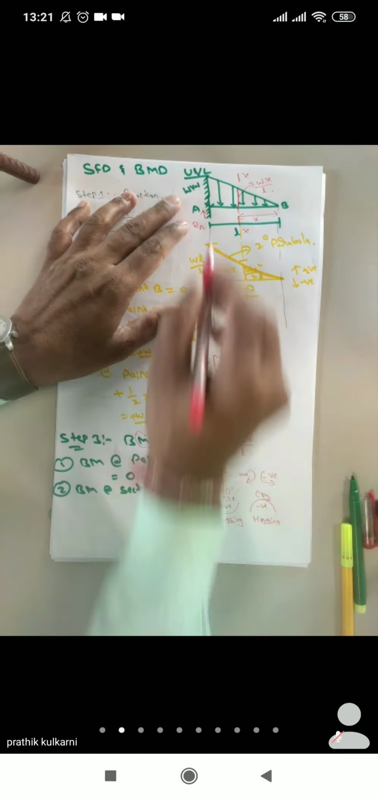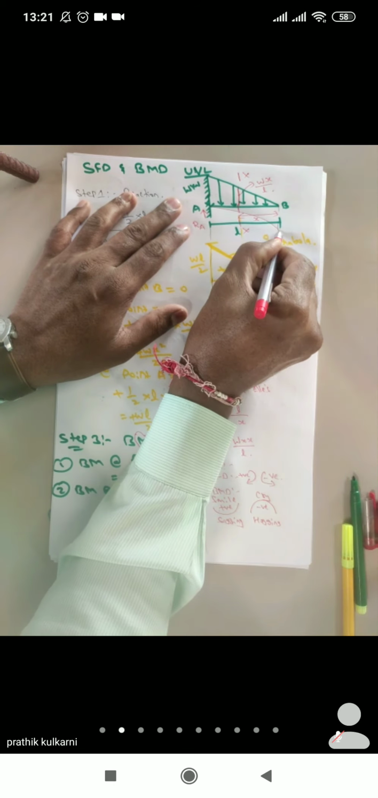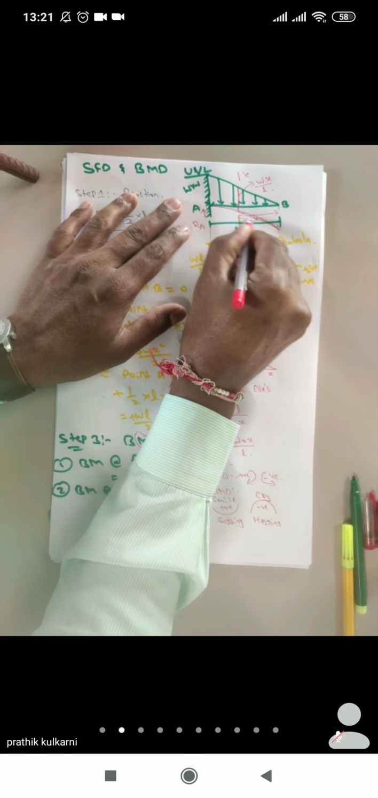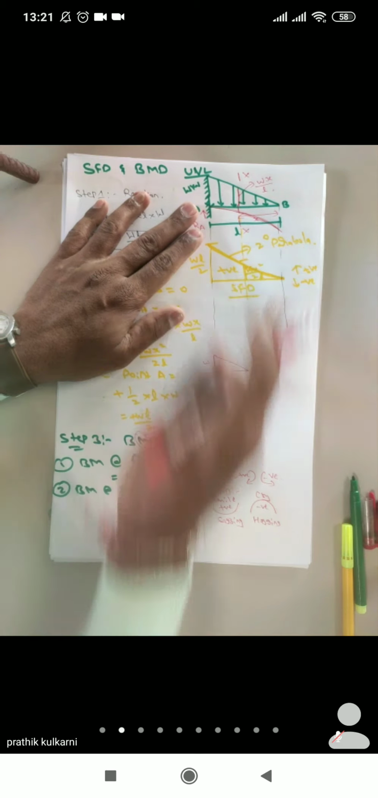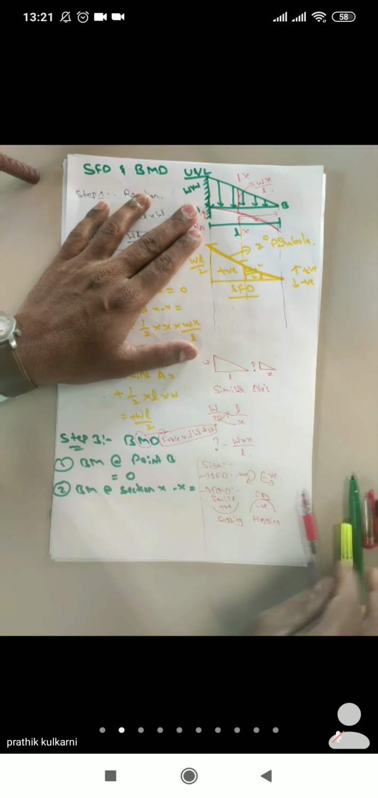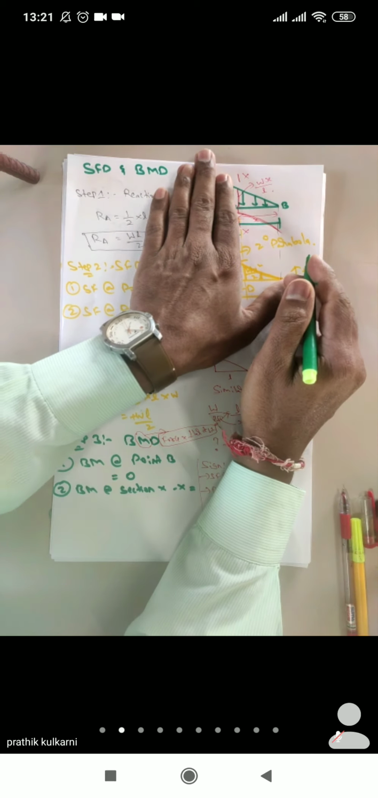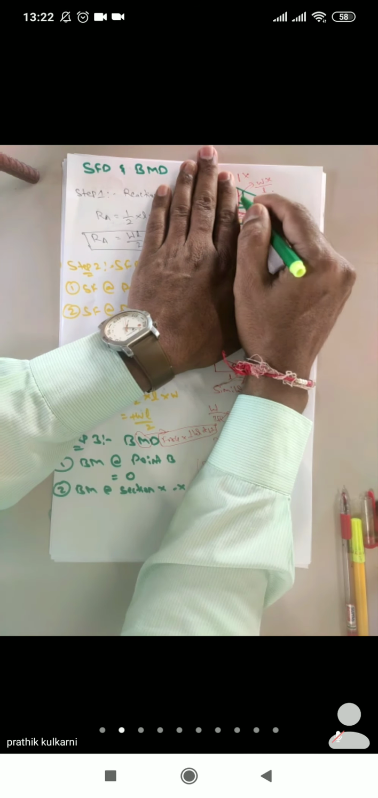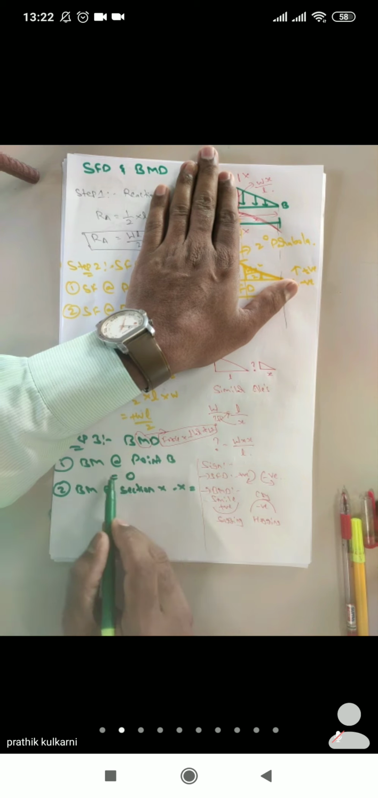Now here it will bend like this. If it is going to bend like this, is it sagging or hogging? It is hogging. Fine, quite happy. Now we'll see only this triangle. With the triangle, we are talking about bending moment.